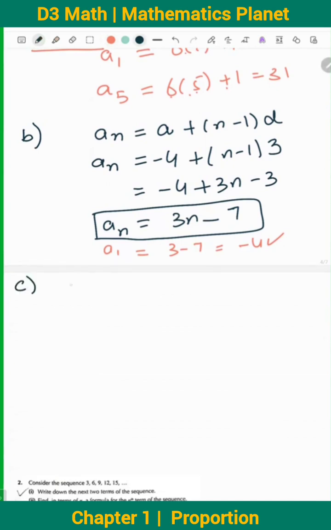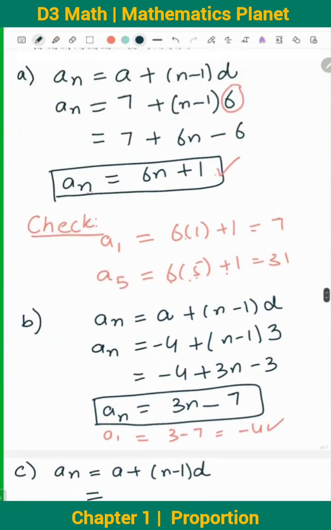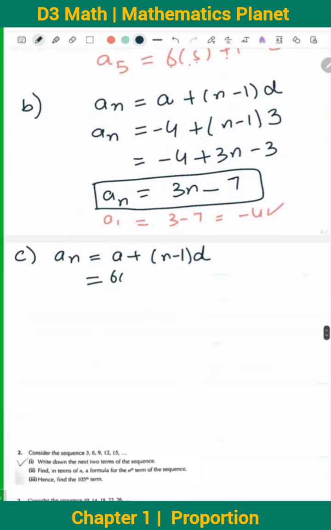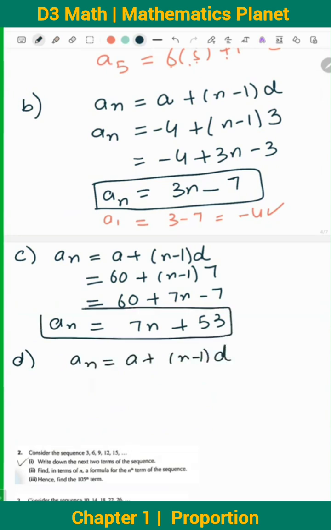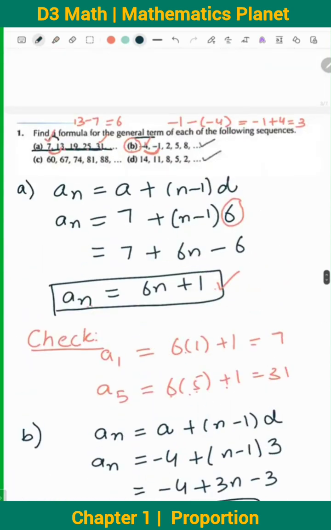Done. Okay, an is equal to a plus n minus 1 into d. So what is the first term? 60. Good. Plus, and what is the common difference? 7. So you get 60 plus 7n minus 7. So you got 7n plus 53. Okay, D part. Try the D part, please.